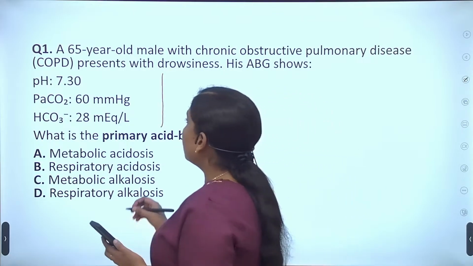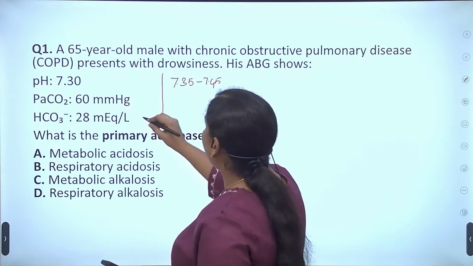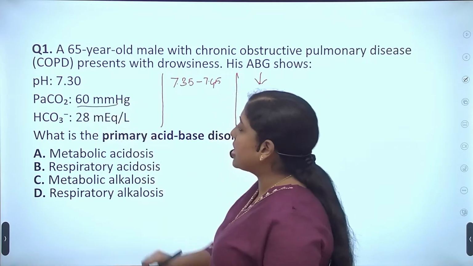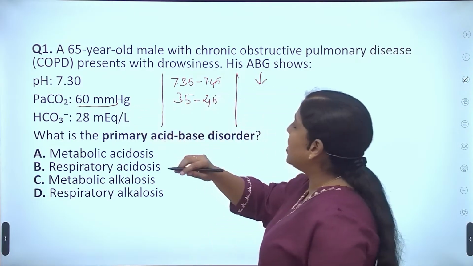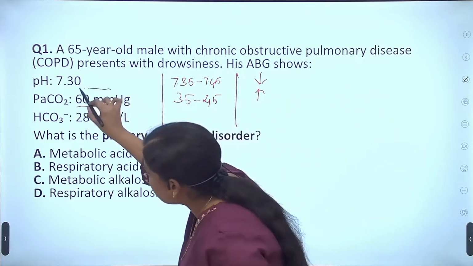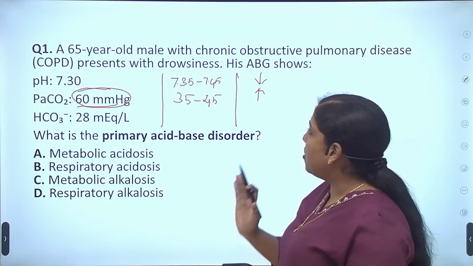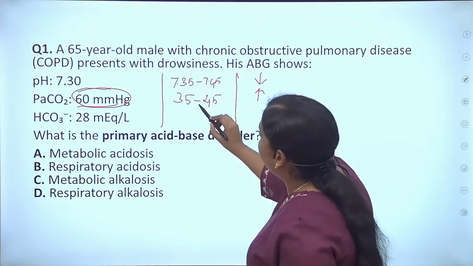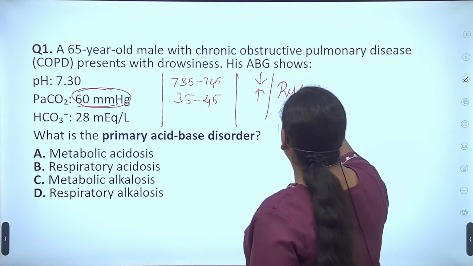So the normal pH is 7.35 to 7.45. Here you can see the pH is reduced, and the PaCO2 is 60 mm Hg, where the normal is 35 to 45. Obviously, the PaCO2 level is increased. Since there is excessive accumulation of PaCO2, it is a respiratory problem. But we will use our rules to get an accurate answer. When pH and PaCO2 are going in reverse directions, it is a respiratory problem.